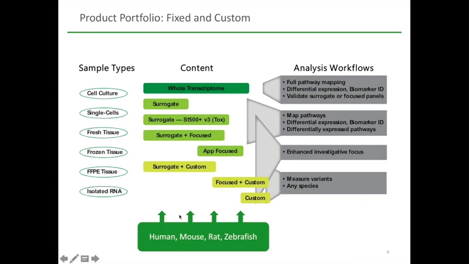You can also create custom panels based on your own gene list of interest and combine that, if you wish, with this surrogate assay to also provide that broad pathway-based analysis. The surrogate is available for human, mouse, rat, and zebrafish, and custom gene panels can be created from essentially any source, whether it's database-sourced information or simply FASTA sequence that you have generated or access to in other ways.